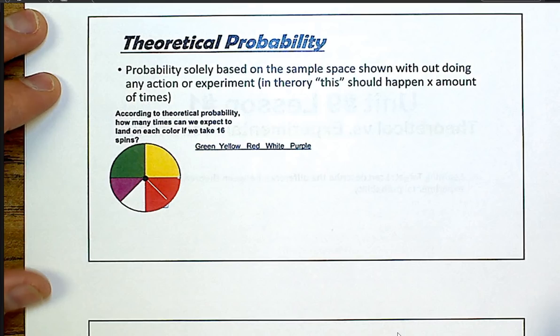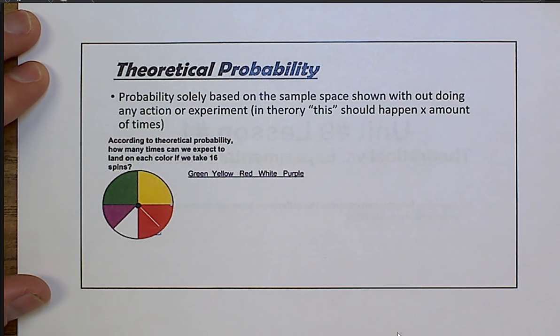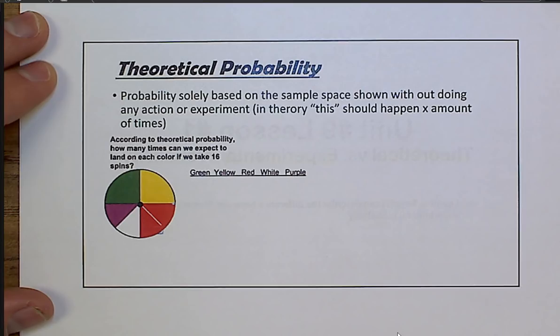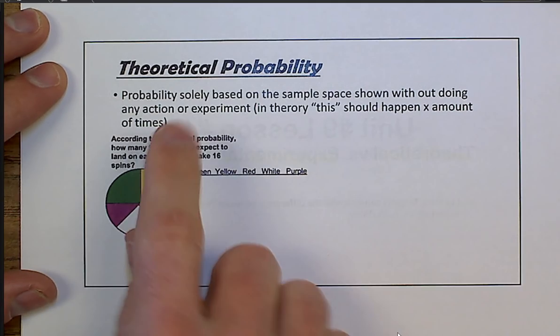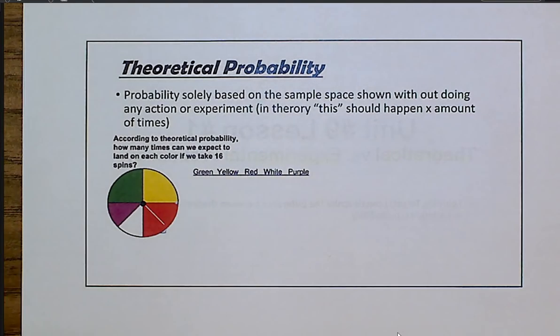We're going to focus on theoretical probability first. Nice in color today, I like it. Theoretical probability is solely based on the sample space shown, without doing any action or experiments. So it's like in theory, this should happen X amount of times. It's kind of like the thought. Theoretical probability is all based on what could happen, but we're not actually doing any experiments to figure out what actually happened. So it's all in theory.